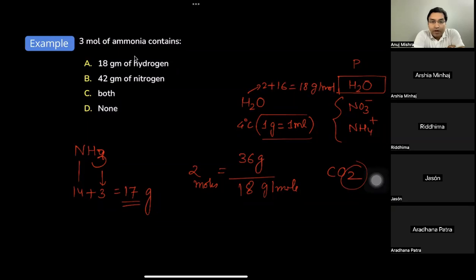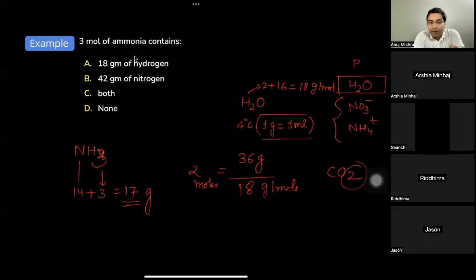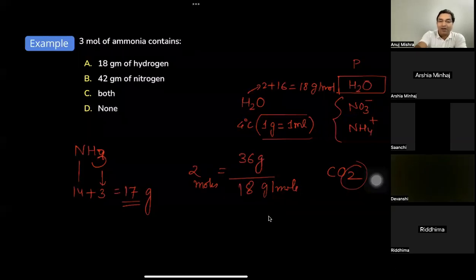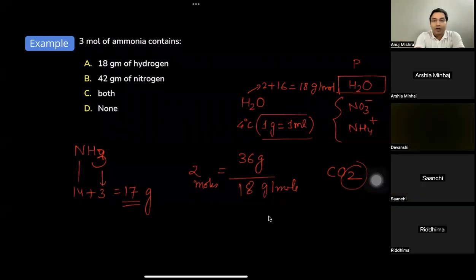9% of students are answering 18 grams of hydrogen. 33% are answering 42 grams of nitrogen. And option C, both. Okay, 40% of students are answering C and a few are answering D also. So you got all the answers in this question, right? That's also a good objective question where everybody gets at least some answer. Somebody feels A is correct, someone feels B, someone feels C or D is correct.